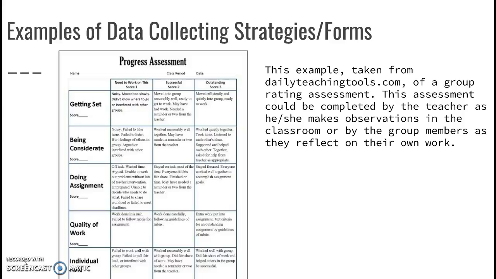And then the last one, they talk about how you would use a different rating scale if you were doing group work versus individual work. And this particular one focuses on how well groups work together. And this one came from dailyteachingtools.com. And so the teacher could complete this rating scale while he or she is making observations about students while they're working in groups, or the group members could fill it out themselves as they reflect on how well they did together and give themselves a score.